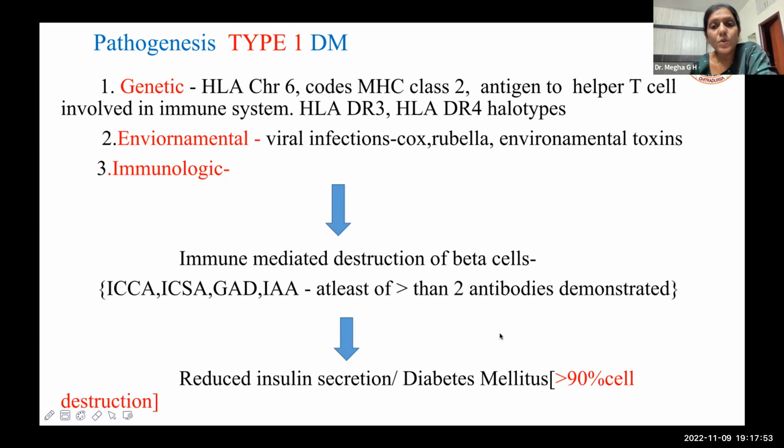Other environmental causes would be Coxsackie viral infection, rubella, and environmental toxins, and all these will lead to immune-mediated destruction of beta cells. Here, autoantibodies are produced against insulin, islet cell cytoplasmic antigen, islet cell surface antigen, glutamic acid decarboxylase, and anti-insulin antigens. Demonstration of at least two autoantibodies will be diagnostic of type 1 diabetes mellitus. All this immune destruction will lead to reduced insulin secretion. So overt diabetes is established when there is more than 90% beta cell destruction.